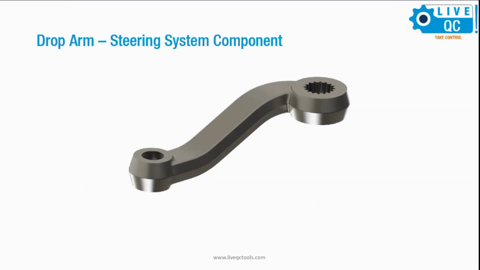Drop arm is used typically in a steering system. You have a conical tapered hole on one side where the ball joint comes in on the left side. Then you have the spline section on the right side where your power steering unit sector shaft comes out, right? So it goes and gets mounted onto that. And then you have the lock washer and the lock nut.